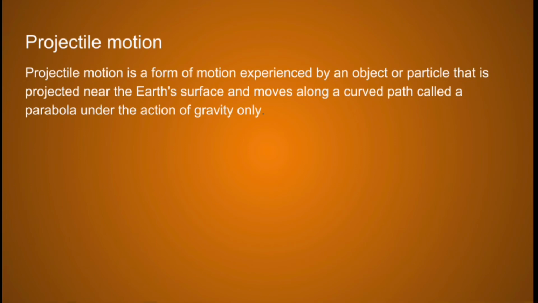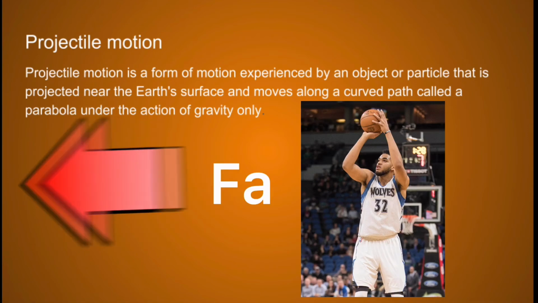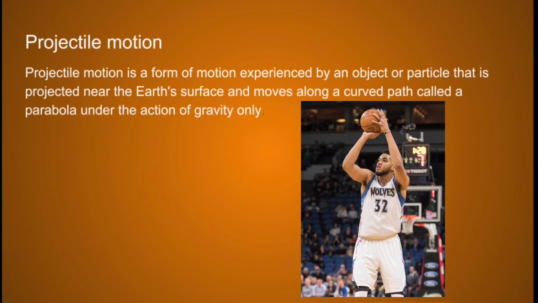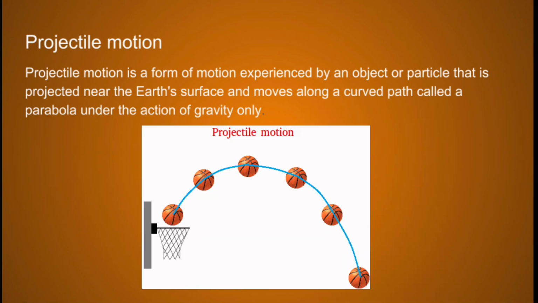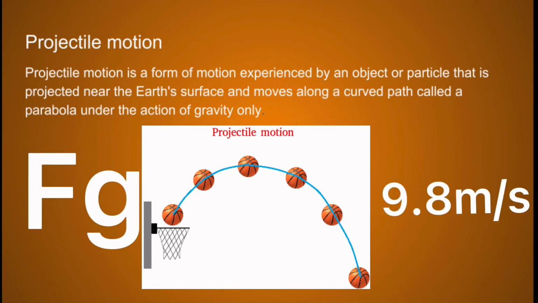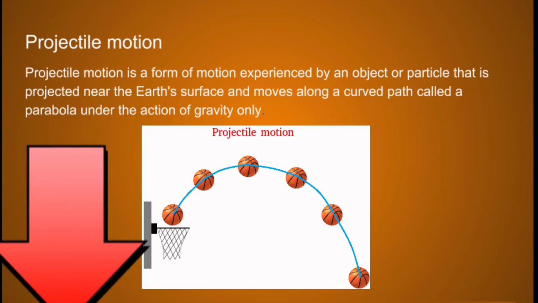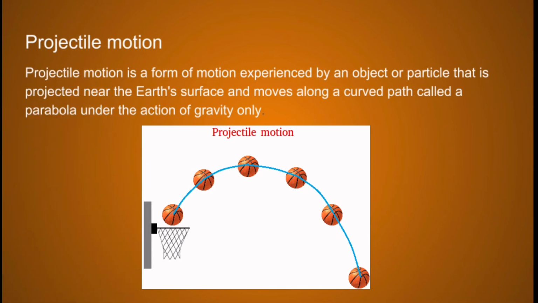Projectile motion is a form of motion experienced by an object or particle that is projected near the Earth's surface and moves along a curved path called a parabola under the action of gravity only. At first, an applied force must be exerted onto the object, creating the initial velocity. Shooting the ball at an angle will allow the ball to experience the force of gravity, which is negative 9.8 meters per second squared, allowing the ball to fall directly into the net rather than shooting towards the target, which will only set the ball going back towards you.